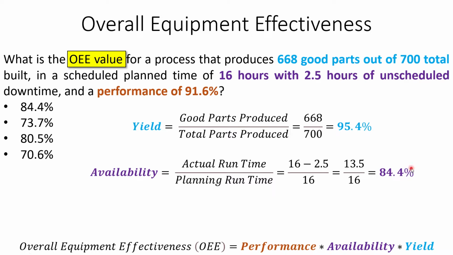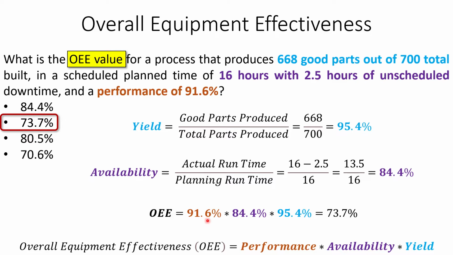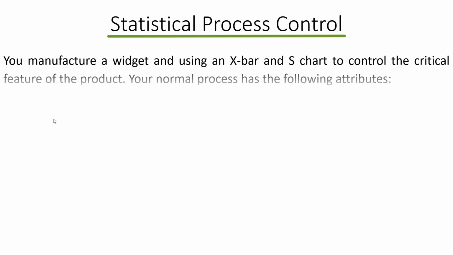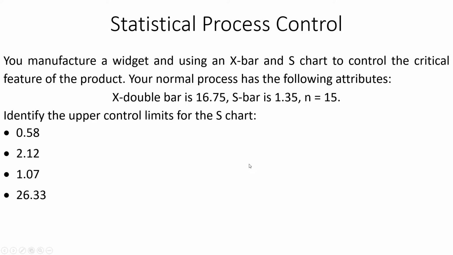Now that we have yield and availability and performance, we can calculate OEE: 91.6 performance times availability times yield means that the overall equipment effectiveness for this particular shift was 73.7%. Make sense? Okay, the next question, and these are really common on the Greenbelt exam, is all about statistical process control. And the types of questions that you'll see are calculations specific to control limits.